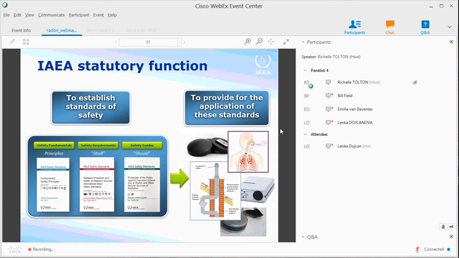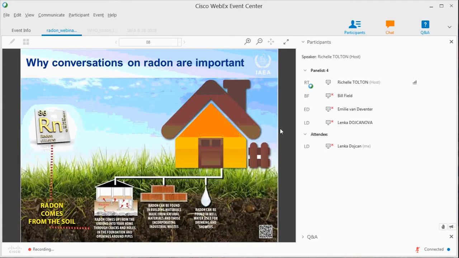And then to elaborate what's shown in those shall documents are the should documents, which are the safety guides. The example here is the protection of the public against indoor exposure to radon and other natural radiation sources. There are other guidance documents as well, like the tech docs, and all of these documents are available on the IAEA webpage for downloading. All of this information really gives you a way to provide for the application of these standards, and that's part of what this webinar goes into.